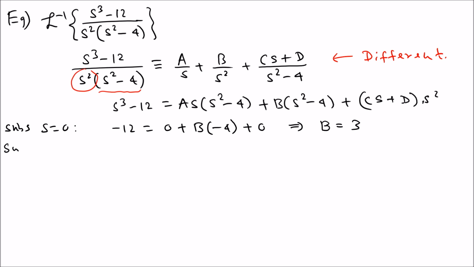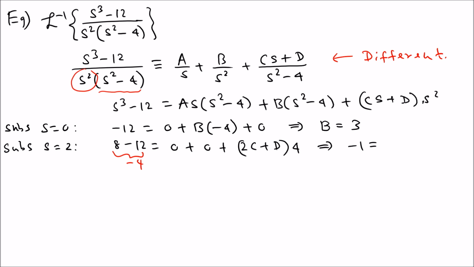So we substitute s equal to 2. What do you get? 2 cubed means 8, so 8 minus 12 equals, this is 0. The next term is also 0, and here you're going to get s equal 2, so that means 2c plus d times s squared, that means 4. Now you can see that this is simply negative 4, so you can divide by 4 on both sides. Once you divide by 4, you get the equation negative 1 equals 2c plus d.